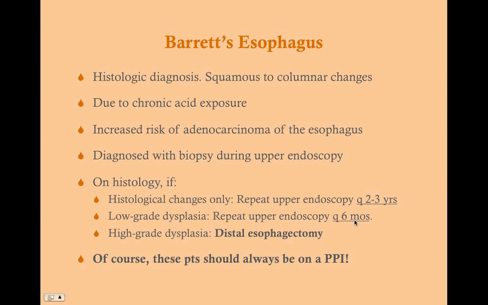If the patient has high-grade dysplasia, their risk for developing adenocarcinoma is quite high. At that point, you're going to refer them to surgery, and they're going to get a distal esophagectomy. Of course, Barrett's esophagus is just an accessory diagnosis to GERD. Some patients with GERD have Barrett's esophagus, some patients with GERD don't. Barrett's esophagus only comes with GERD, so it isn't something that needs to be treated in and of itself. The way you treat Barrett's esophagus is by monitoring and by treating their GERD. So all these patients should always be on a PPI.